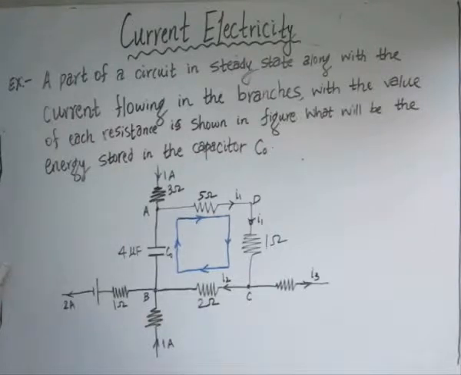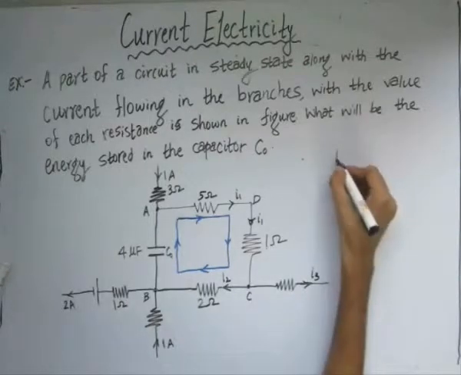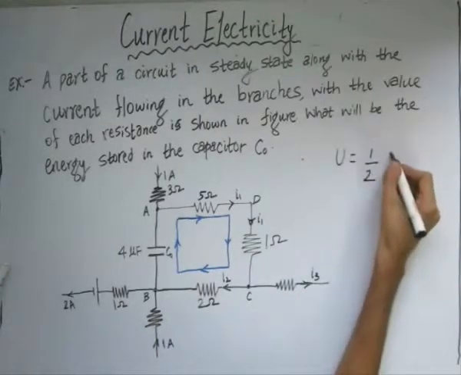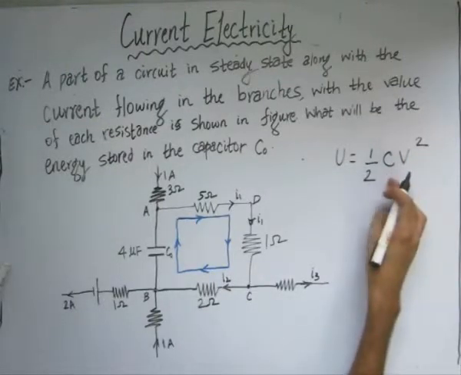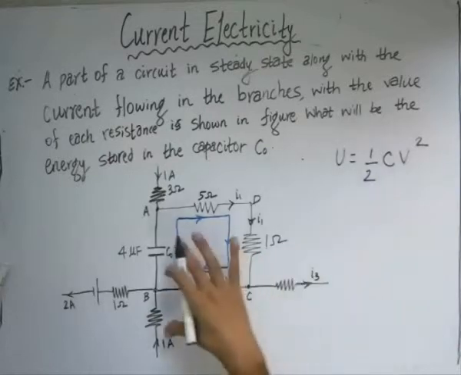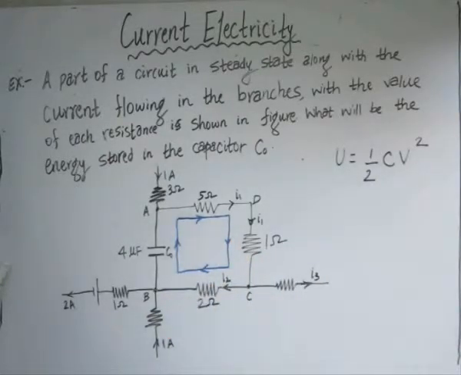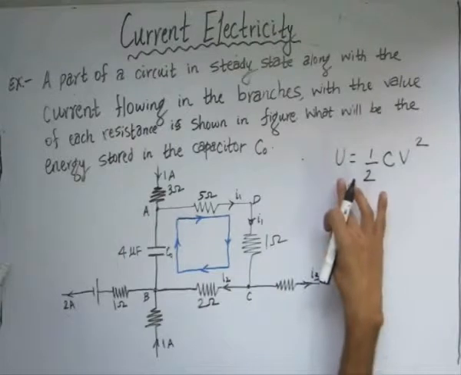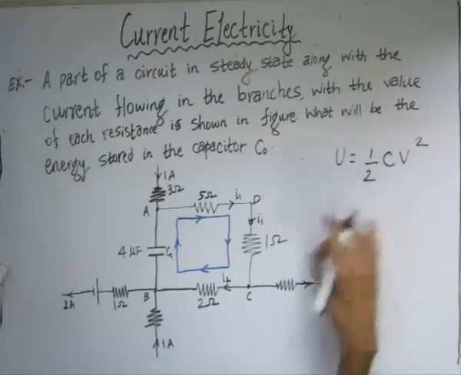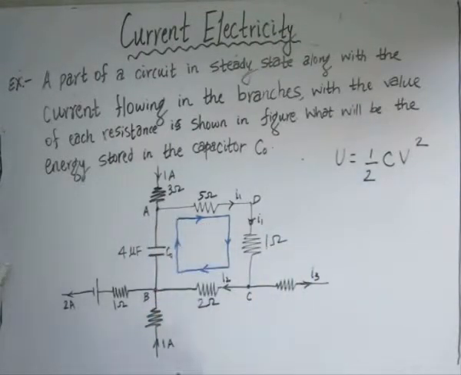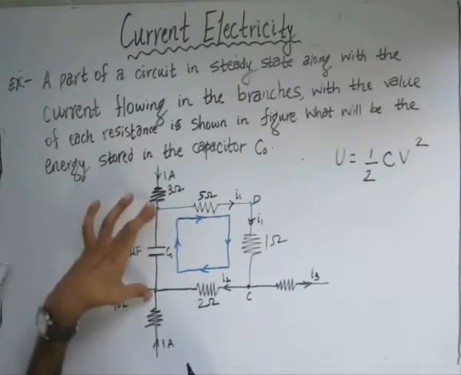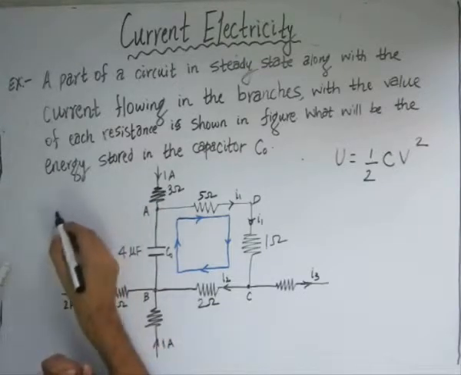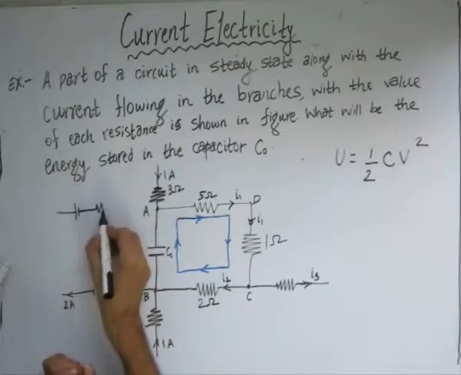Now, as we know from circuit theory, the energy stored in the capacitor is given by half CV square, where C indicates the value of the capacitor and V is the voltage across the capacitor. In order to determine the energy stored in the capacitor, we need to find the voltage across the capacitor. That means, in this case, we need to determine the value of the voltage across the points A and B.